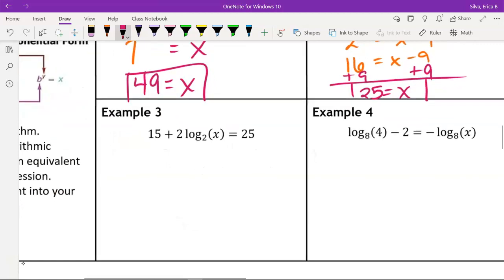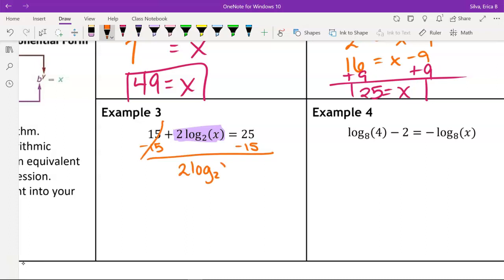Let's go ahead and look at example number 3. This one does not have the log isolated, so we need to isolate it, which means we need to subtract 15. We get 2 log base 2 of x is equal to 10. Now there's two ways that you can answer this question. You can make this coefficient the exponent and then solve, or you can divide by 2, which is what we're going to do.